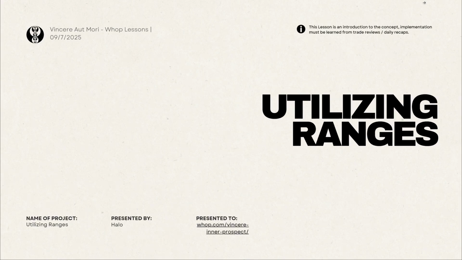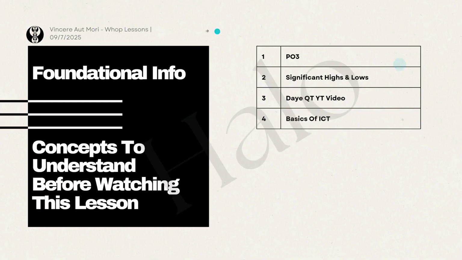It's something that many of you have been asking for and have asked questions about already in the Discord, and I feel it's only right if I make a video explaining it. So let's start off with some foundational information and concepts that you need to understand before watching this lesson: power of three, significant highs and lows, Days QT YouTube video, and the basics of ICT.